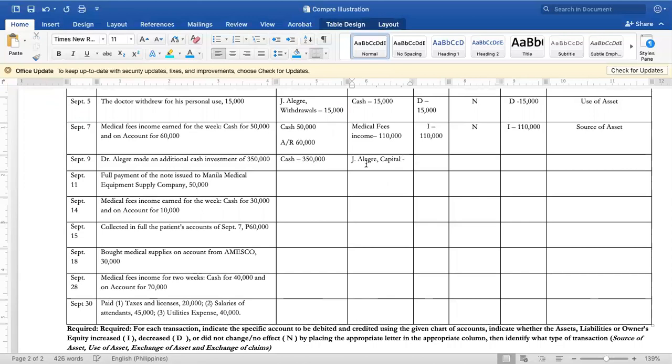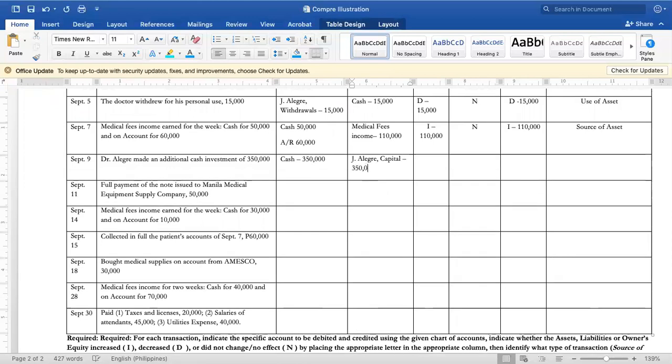By what amount? The additional amount of 350,000. Question, what is the effect on your asset? It will increase by 350,000 because naka-debit ang asset account cash. So normal balance is debit, it will increase its total balance.